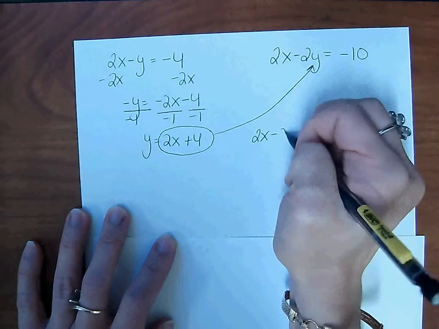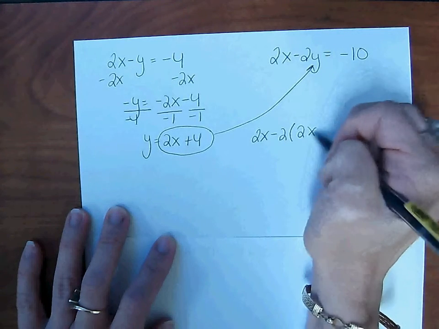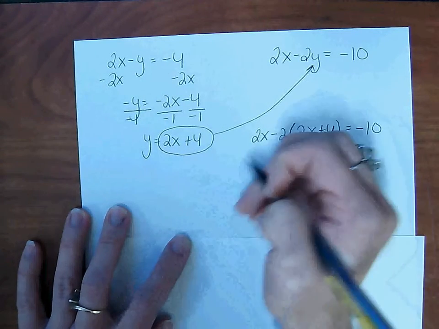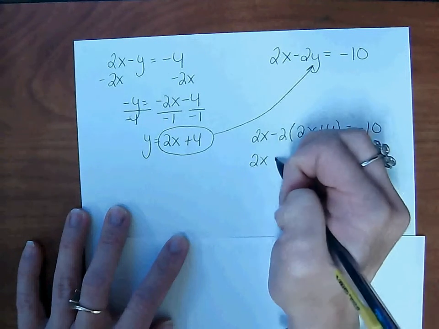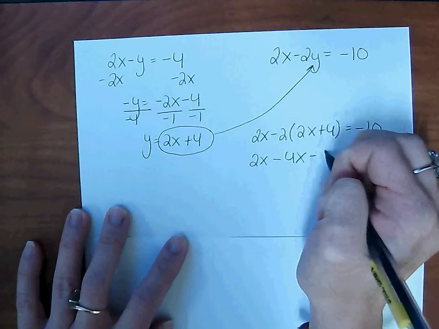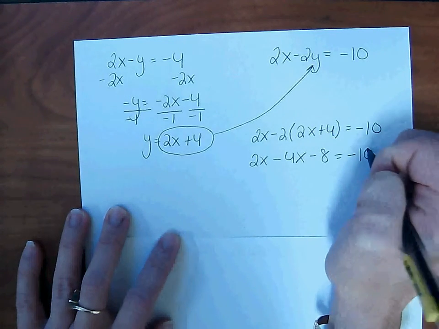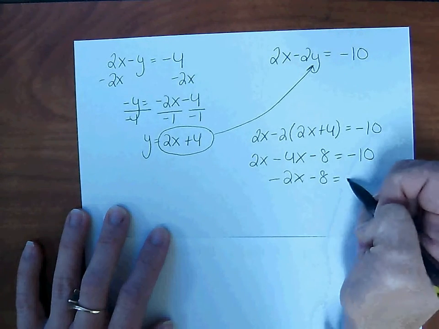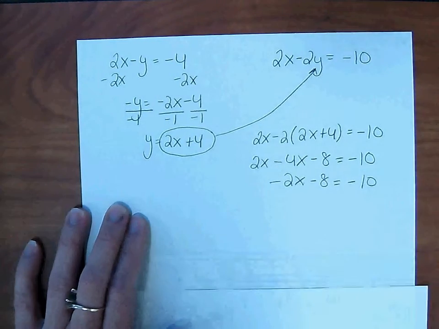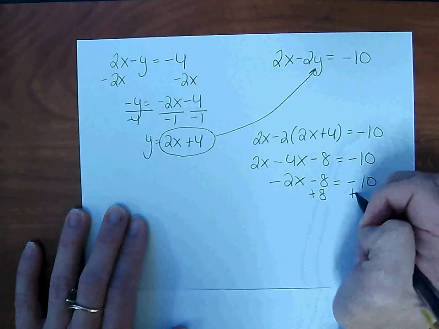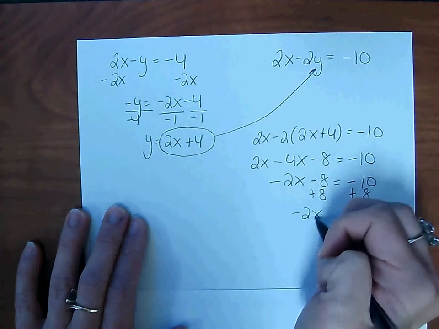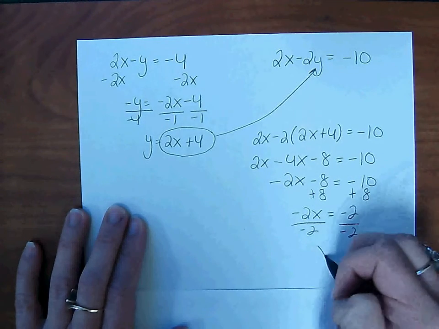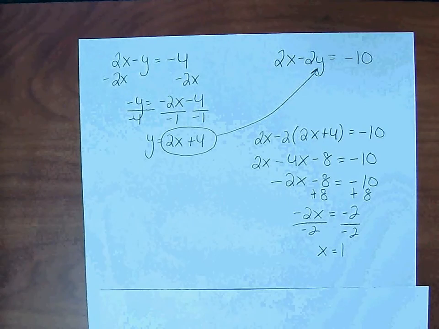Now that we have what y equals, substitute that in to the second equation. 2x minus 2 in parentheses 2x plus 4 equals negative 10. Distribute this negative 2. 2x minus 4x minus 8 equals negative 10. Collect like terms. Negative 2x minus 8 equals negative 10. So we need to solve for x. Add 8 to both sides. Negative 2x equals negative 2. Divide both sides by negative 2. And x is 1. But again, we're not done.